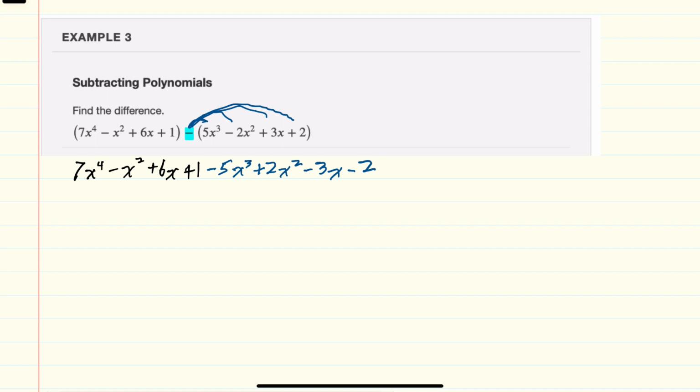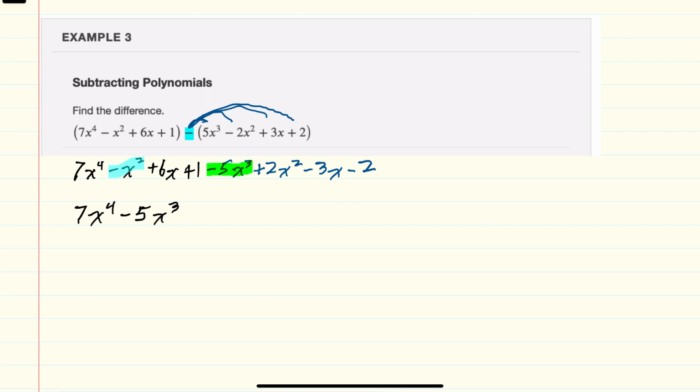Now that we've removed all of the parentheses, we can begin to look for like terms that we can combine. And you may want to rewrite this to put those like terms together. And if I were to do that, I would see that this 7x to the fourth is the only one. So I would leave it just by itself. And I also have just one x cubed, so I will write that just by itself as well.